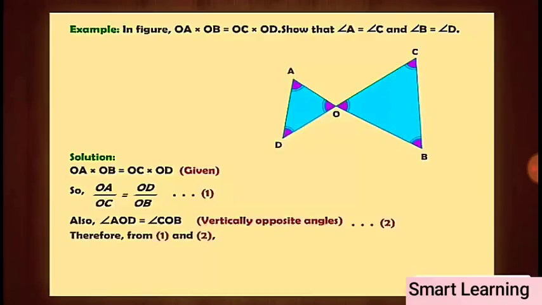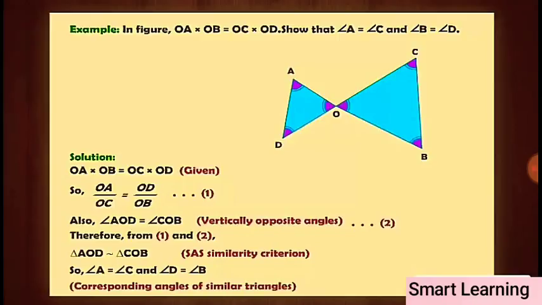Therefore, from equations 1 and 2, triangle AOD is similar to triangle COB by SAS similarity criterion. So, angle A is equal to angle C and angle D is equal to angle B as corresponding angles of similar triangles are equal.